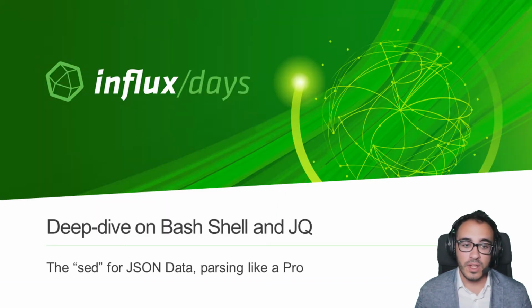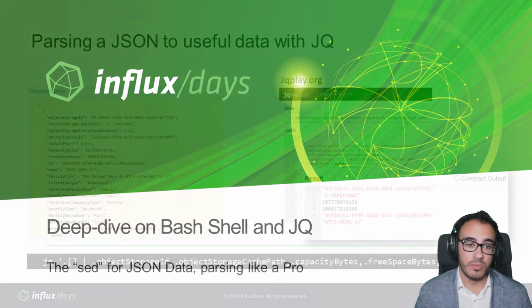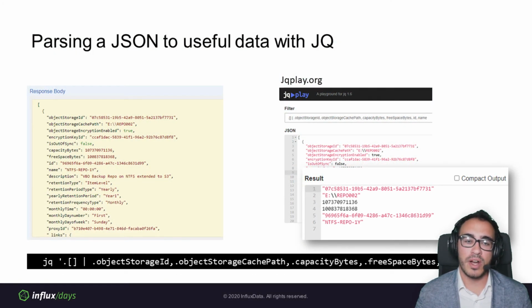So let's take a quick look now at the deep dive on bash shell and jq. jq is the sed, if you know sed for Linux, it's just the sed for JSON data. At the end, the goal is to parse like a pro, really. So let's take a look now at how we can parse all of this using jq, right? We have on the left the JSON data that we obtained on the previous slides from our API, and remember, it's a lot of information that we do not need, and only a little information that is relevant for us.